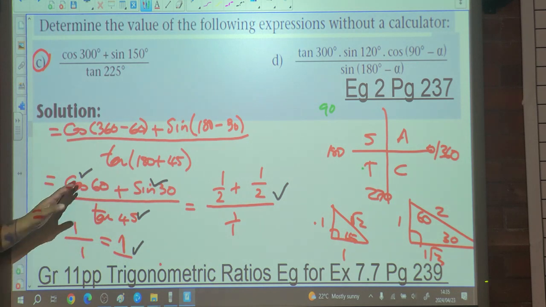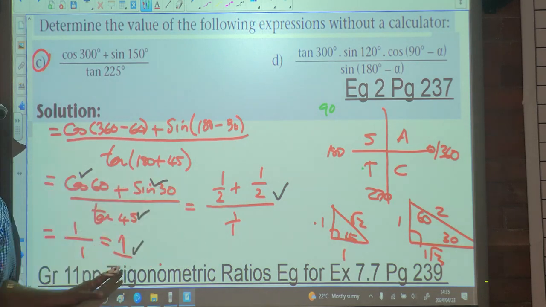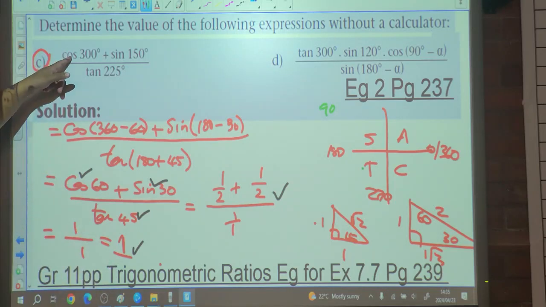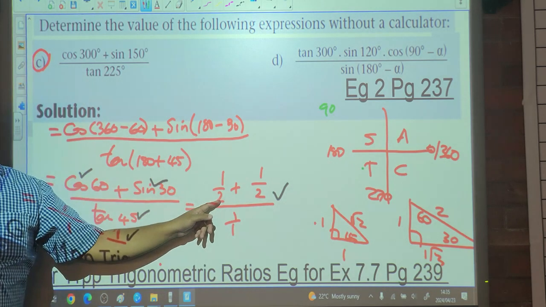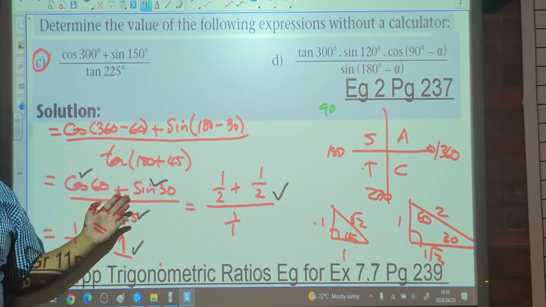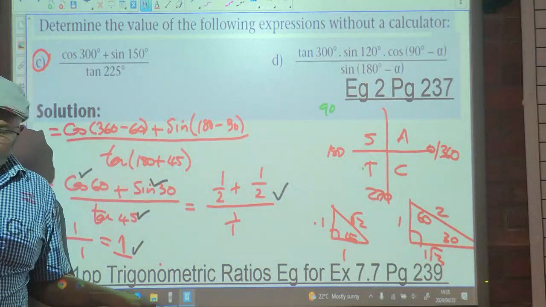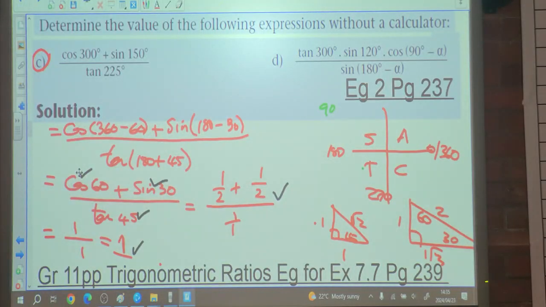Okay. If you are not awarded these marks here, forget about those things. Because I know you can put in a calculator cos of 300 and you're going to get the answer. This is what we want to see. Okay, we're marking that order. So any problems? Any questions? Yes?